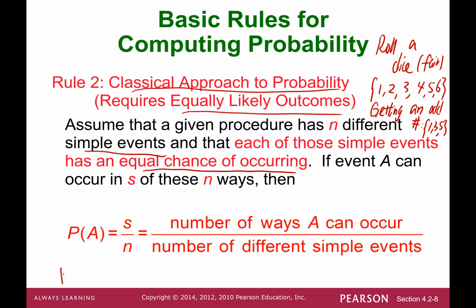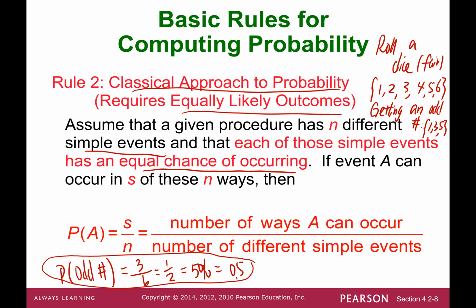So here, the probability of getting an odd number, we know that there are 3 simple events embedded under the odd numbers, so it will be 3. And then the total simple events from the sample space is going to be 6. So it's 3 over 6. That turned out to be half. Again, you can also turn it into 50%. You can also turn it into 0.5. So this is exactly what this classical approach shows us, right?